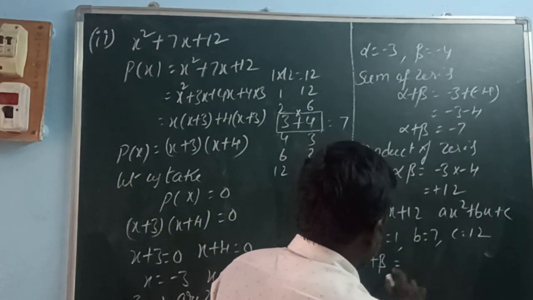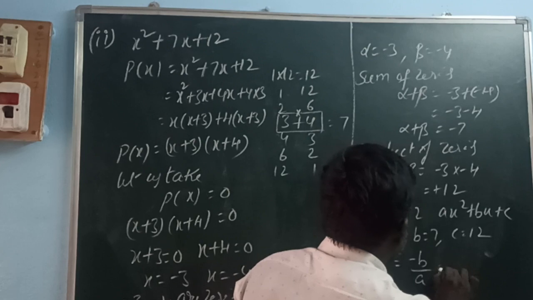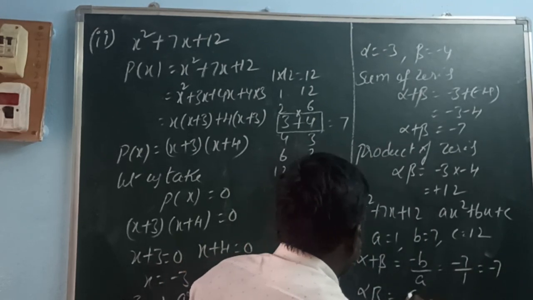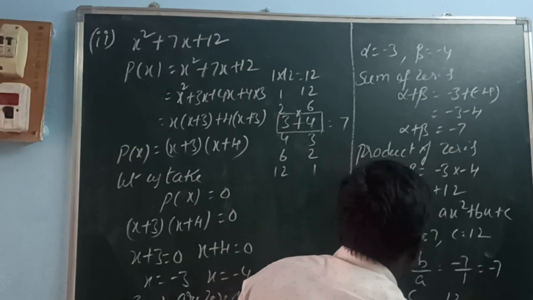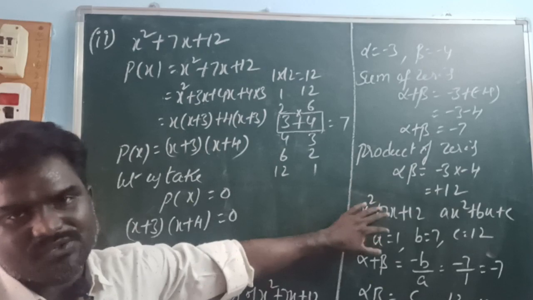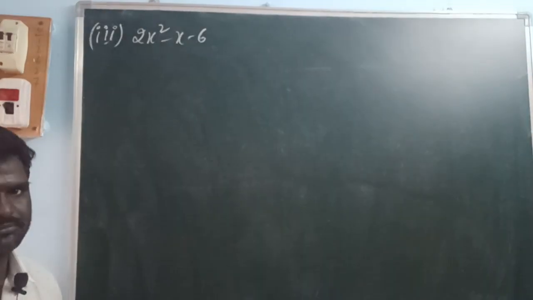So alpha plus beta is equal to minus b by a, that is minus 7 by 1, that is equal to minus 7. Next, alpha into beta is c by a, so that is 12 by 1 is equal to 12. Okay, this is the relation between zeros and coefficients of a given quadratic polynomial.